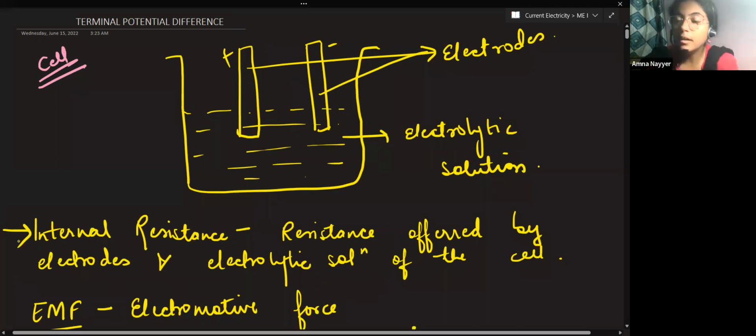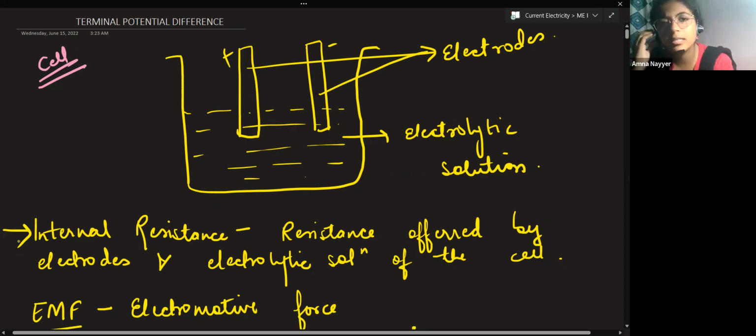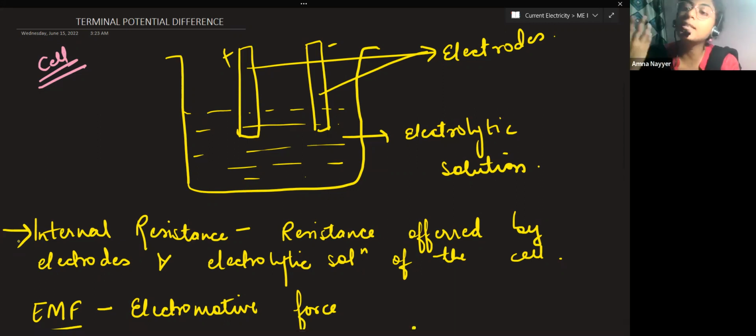By internal resistance, because you have not connected any resistors or any device in your circuit. It's just a cell. Cell is always there in a circuit. So whatever resistance is there by the cell itself, it's inside the cell. That's why we call it internal resistance. So it's the resistance offered by the electrodes and electrolytic solution of the cell. That's the first quantity that is known as internal resistance.